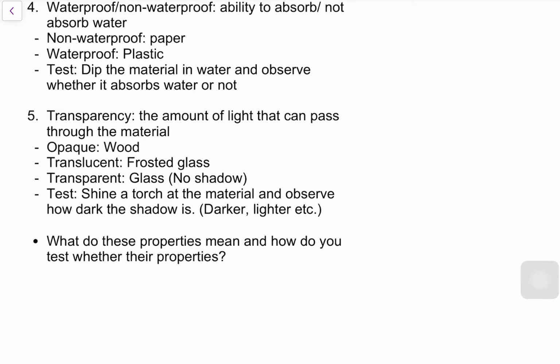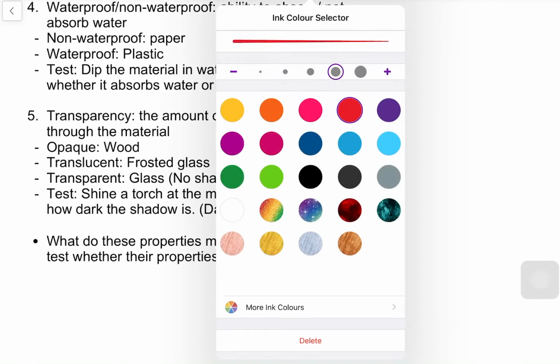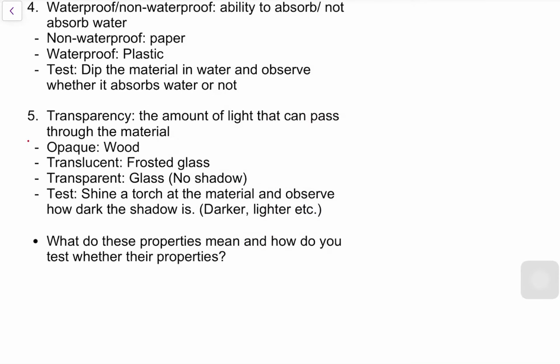So number 5, we have transparency, which refers to the amount of light that can pass through the material. We have 3 different degrees of transparency here. Let me just circle it for you. So how you would describe this is degrees of transparency.